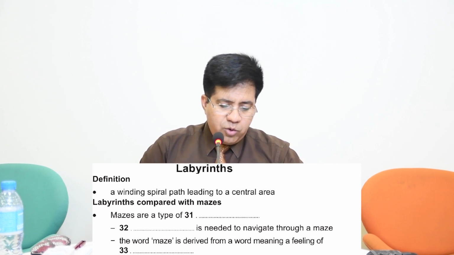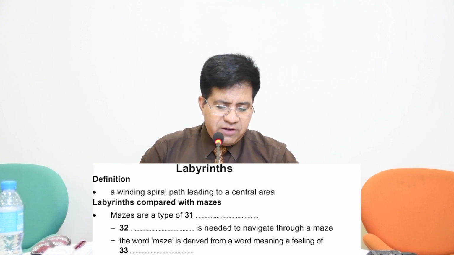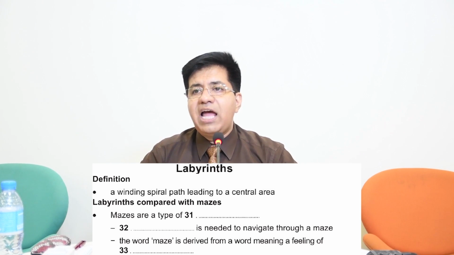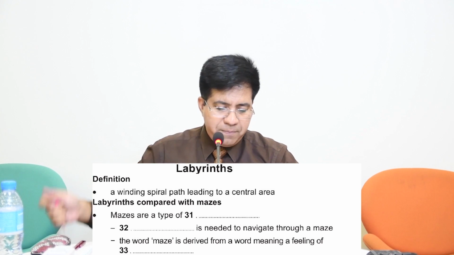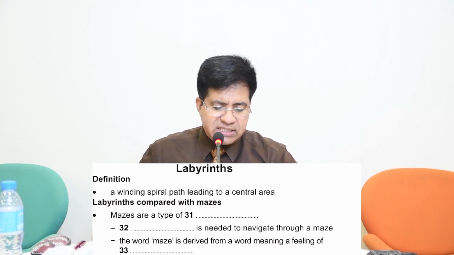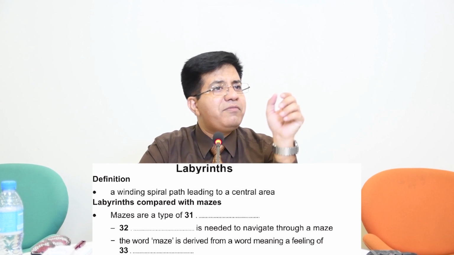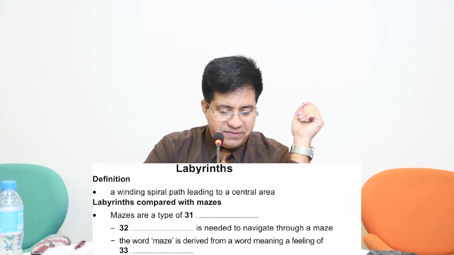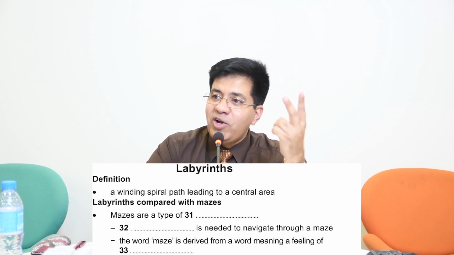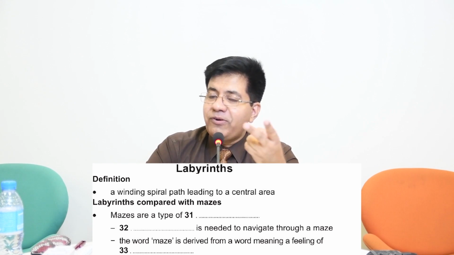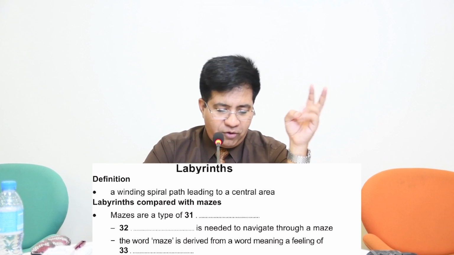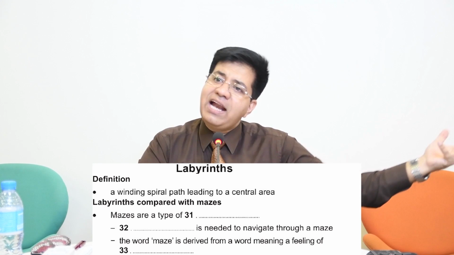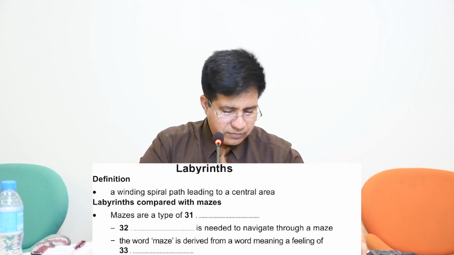Labyrinth. Question number 31. Labyrinths compared with mazes. Another type is maze. Mazes are type of, underline the word type of. What other words can they use for type of? Kind of, sort of, one of or something like that. Kind of or sort of. Now I play the audio. Whatever they say after kind of, that will be your answer.